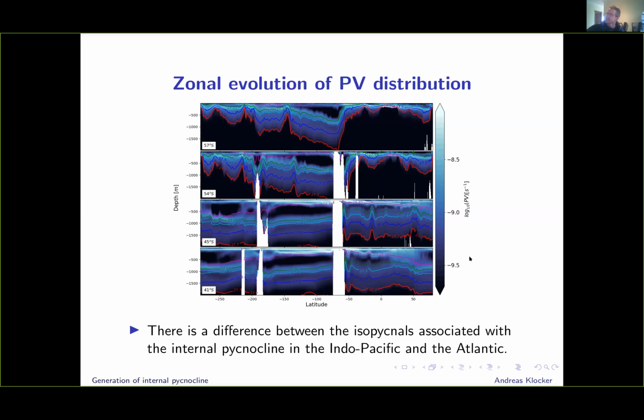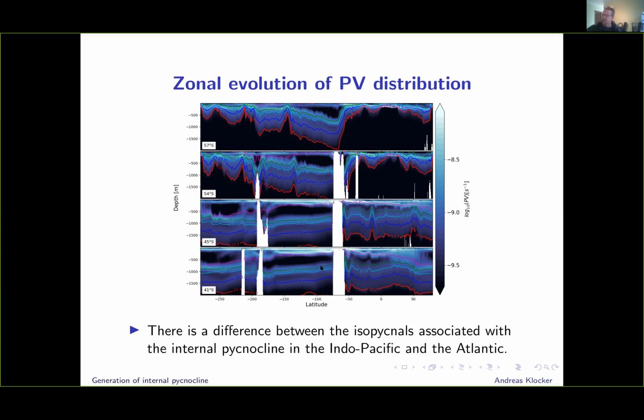So one more figure here that shows the zonal evolution of PV. Before I showed meridional sections, now I show zonal sections, and focus particularly on the bottom two, taken at 45 degrees south and 41 degrees south. You see an internal pycnocline following this green isopycnal in the Indian Ocean, which is far left, and the Pacific Ocean, which is in the middle in both those figures. So those internal pycnoclines are pretty much isopycnal.